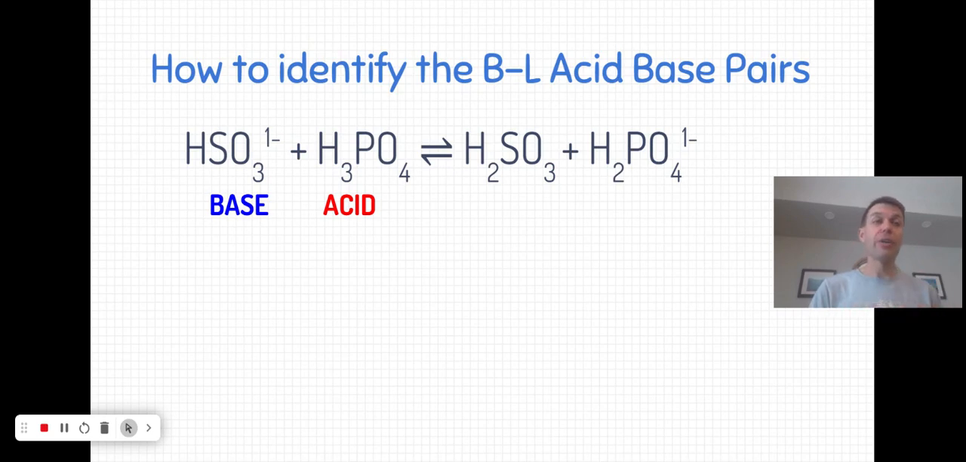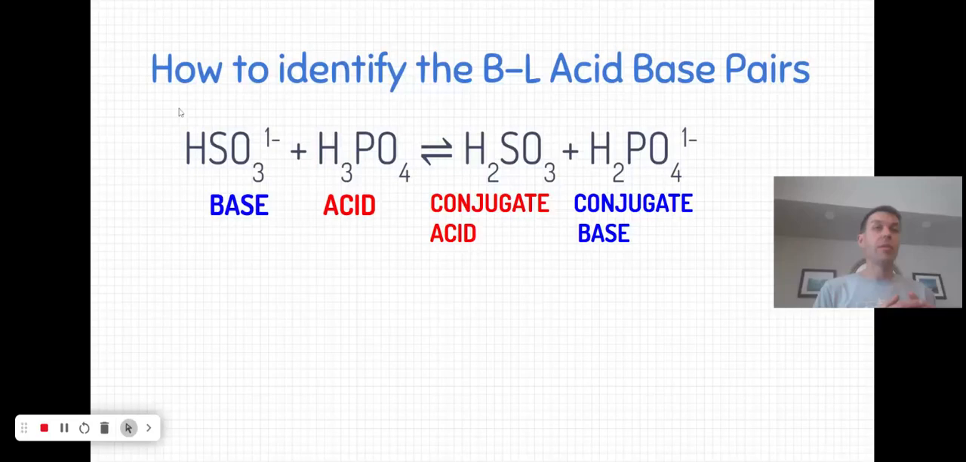So the phosphoric acid is our Bronsted-Lowry acid, the proton donor. The hydrogen sulfite ion, being a proton acceptor, is the base. On the right-hand side, if we look at the reverse reaction, we see that the sulfurous acid, H2SO3, is acting as an acid. It is donating the hydrogen to the conjugate base, which is the H2PO4 1- ion.